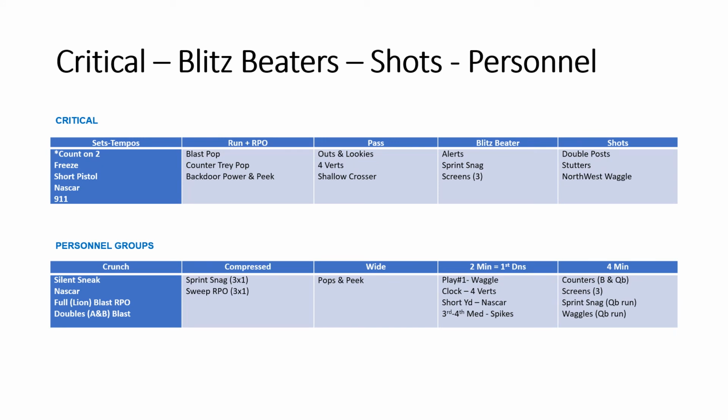Next is your critical, your blitz beaters, your shot plays, and your personnel. So again, we want to go ahead and look at critical ones during those situations when the game's on the line. And then if you are using personnel groups, go ahead and list those, and again, check off the ones you want to be able to use. Also have 2 minute on your first downs here, and then your 4-minute offense.